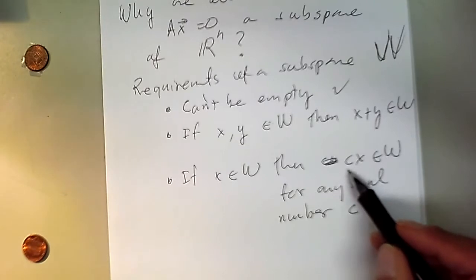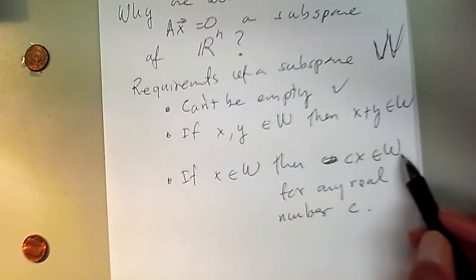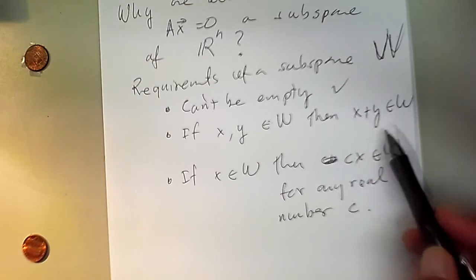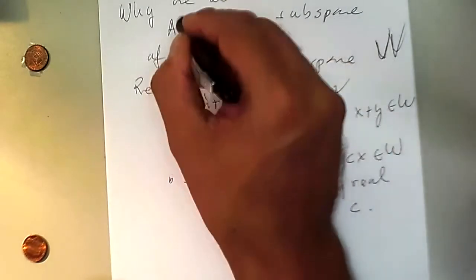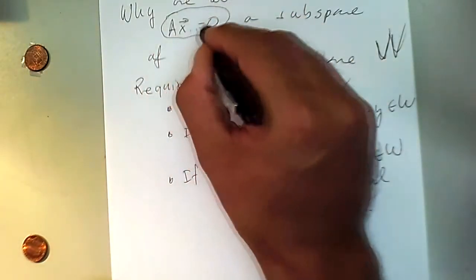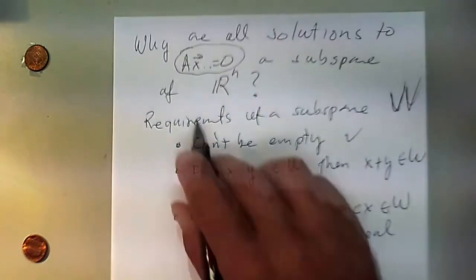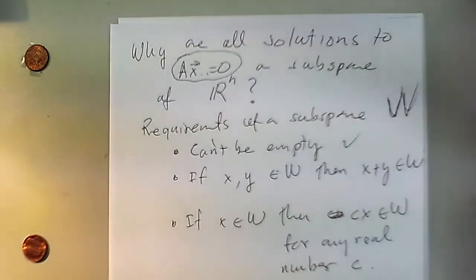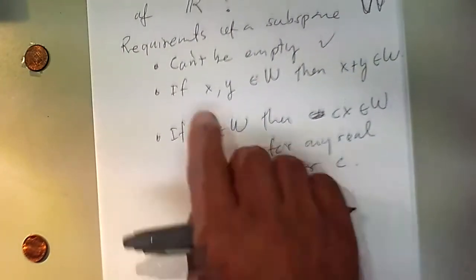So if we multiply by a constant, we still get a vector in the subspace, and if we add them together, we get something in it too. So we have to make sure that all the solutions to this equation are actually a subspace of R^n. And this is in general. This is not just for the example 1 we were working on, but in general. That is always true.